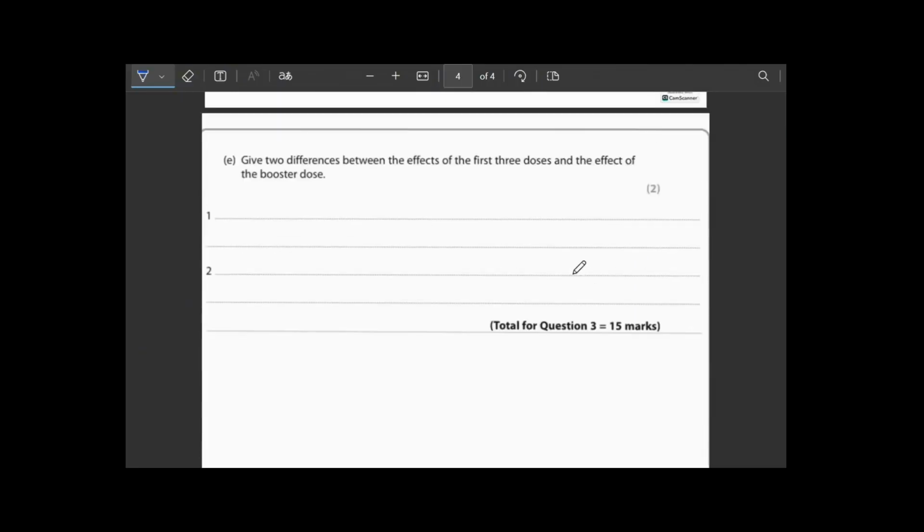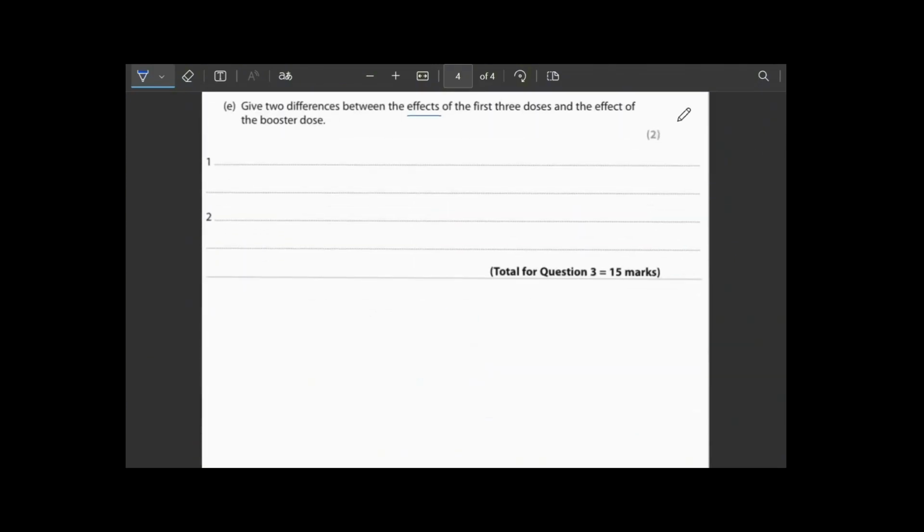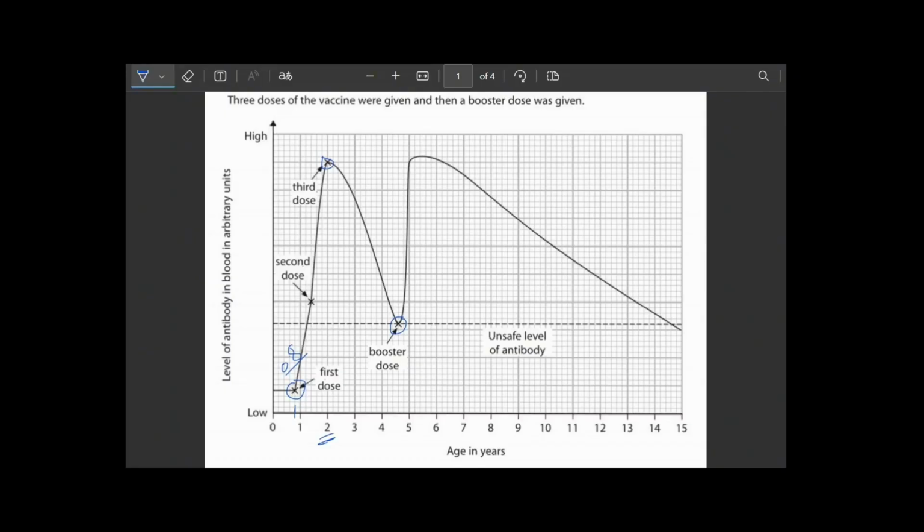All right, so let's move on to the last part of this question, which is part E. It states: give two differences between the effects of the first 3 doses and the effects of the booster dose. If we focus on the diagram, you can see that for these first 3 doses, the level of antibodies goes up to here, and for the booster dose at once, the level of antibodies has increased higher than this part.